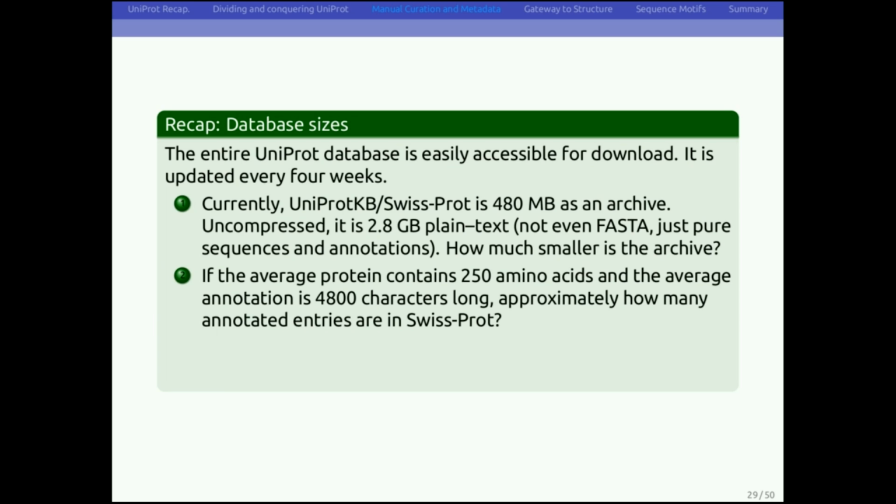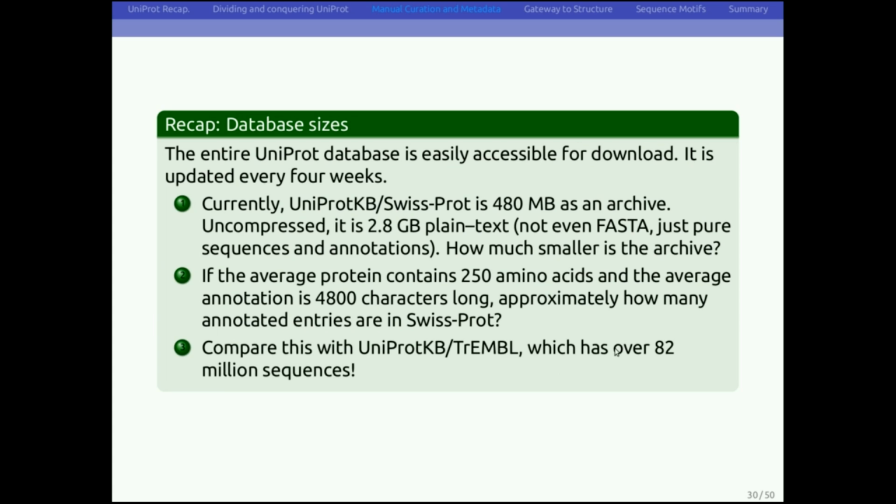But this is a case where if we know that the average protein is approximately so long, and we know that the approximate annotation is that big, we can make a good guess for how many annotated entries we have in SwissProt. And just as a little hint, you're going to need this number here, this 2.8 gigabytes. And just to compare, this number should be a lot smaller, and I will show you what this number is in a few minutes. But just to give you an idea, the UniProt KB TrEMBL side of things has over 82 million sequences.